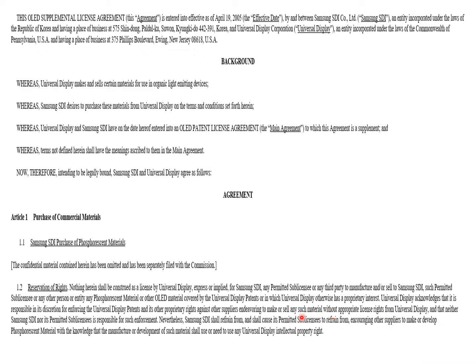But as you keep going, nevertheless, Samsung shall refrain from and shall cause its sub-licensees to refrain from encouraging other suppliers to make or develop phosphorescent material with the knowledge that the manufacture or development of such material shall use or need to use any Universal Display intellectual property right. What does all that mean? Well, we didn't get rights as Samsung to these patents. That's pretty clear, carved out of both contracts.